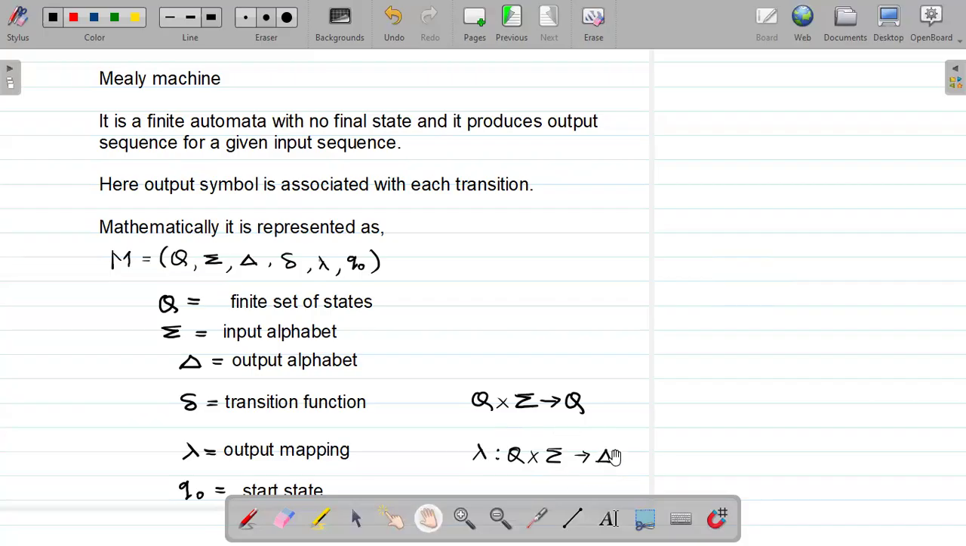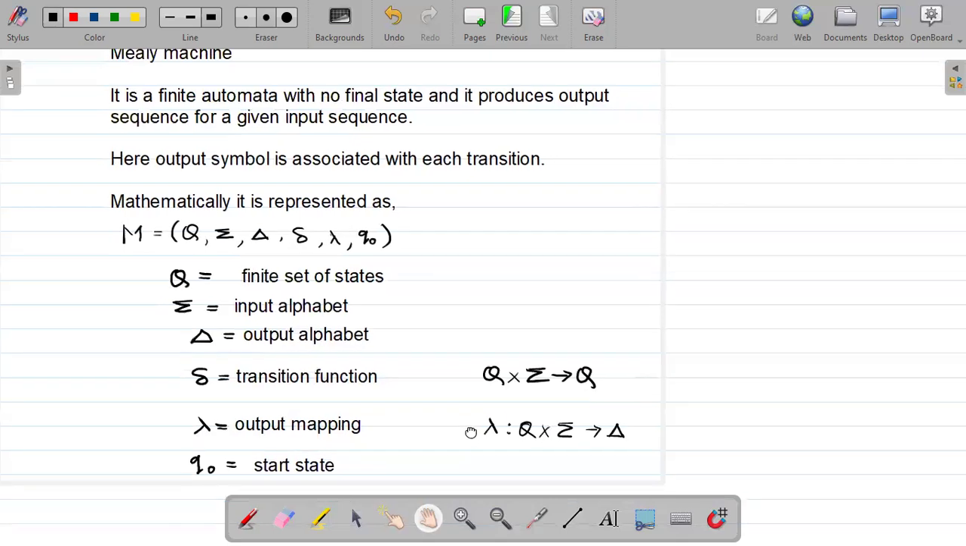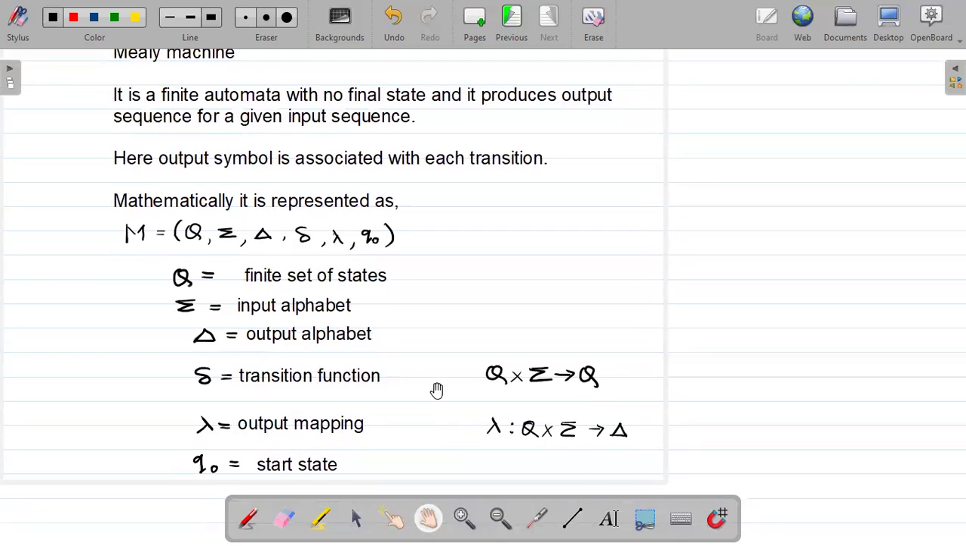So what does this indicate? There will be another table that will come in because the output is associated with a transition. Like Q × Σ gives us Q, this table will also have the Q as well as the Σ, that is, states as well as the input, to give us the output. And then we have Q0 for the start state. We'll see an example through which it will be more clear.